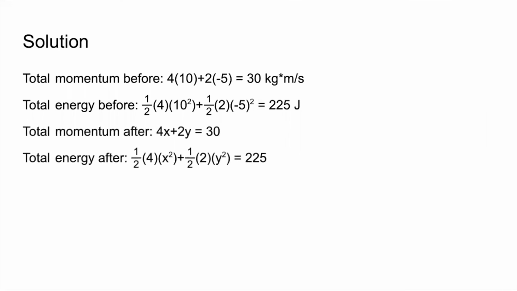And then the total momentum after is 4x plus 2y. And that's equal to 30. And then you have another equation for the energy. And then solving, you'll get that x is equal to 0 meters per second and y is equal to 15 meters per second. Since the problem was asking for the speeds, if either of those two results were negative, you would have to change the sign.